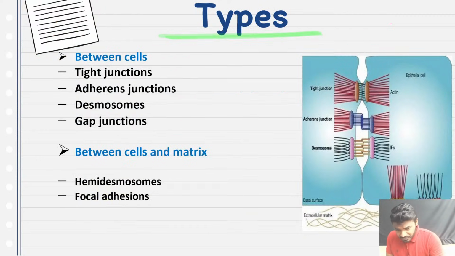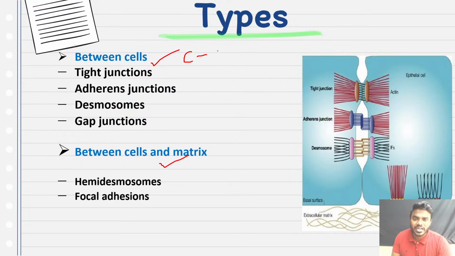See, how did we categorize the junctions? Once again, the point is very clear: based on their arrangement, friends. The simple parameter. Based on their arrangement, we categorized the junctions into different types, between the cells or between the cell and matrix. So these are all cell to cell interactions. Kindly look into the diagram very carefully, friends. I will explain one by one very elaborately.